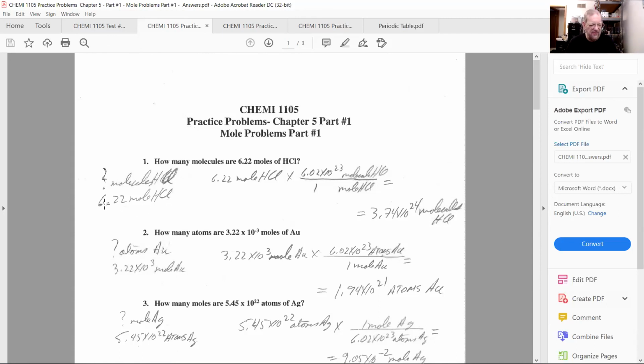What are you given? 6.22 moles of HCl. Whatever you're given, you start with, and you multiply times some ratio, and the answer, what units do you want? Molecules of HCl. Unit analysis tells us whatever you're trying to get to goes on top of that ratio, molecules of HCl. Whatever I'm trying to get rid of, the moles of HCl, go underneath. And where do I find a relationship between molecules of HCl and moles of HCl?